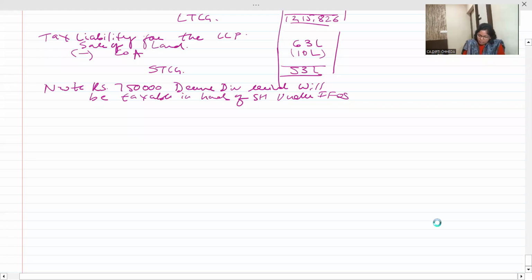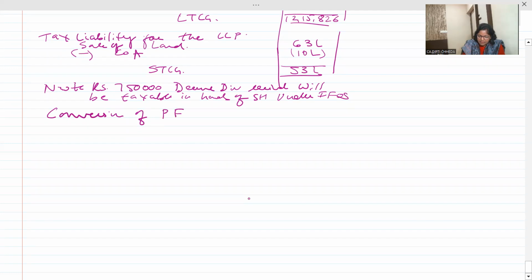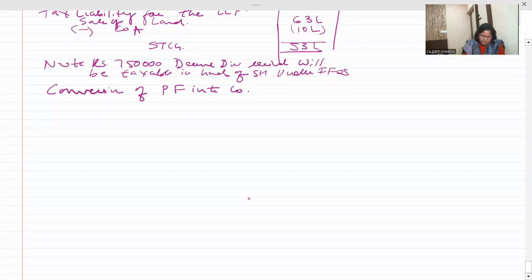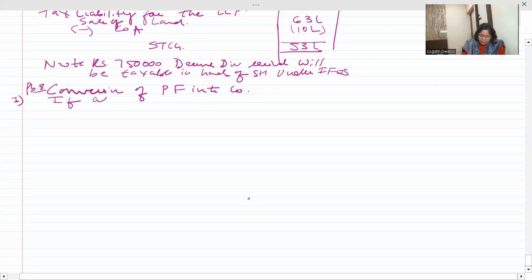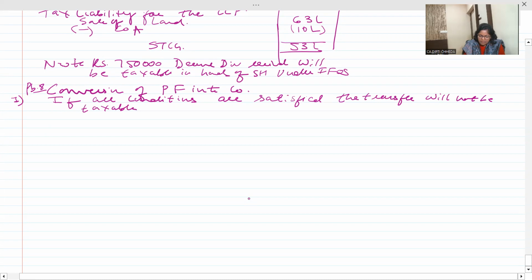8th problem. First, what kind of combination are we doing? It is like conversion of partnership firm into company. Problem number 8. If all conditions are satisfied, the transfer will not be taxable in the hands of company.